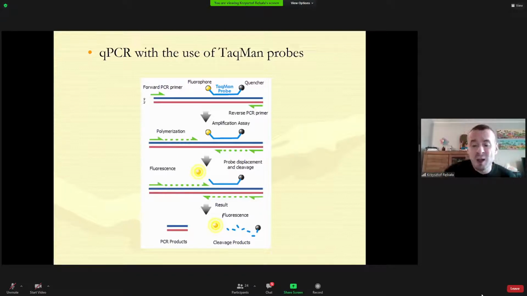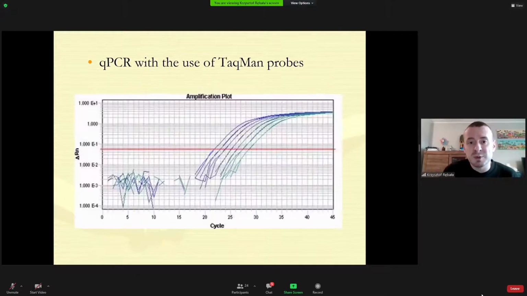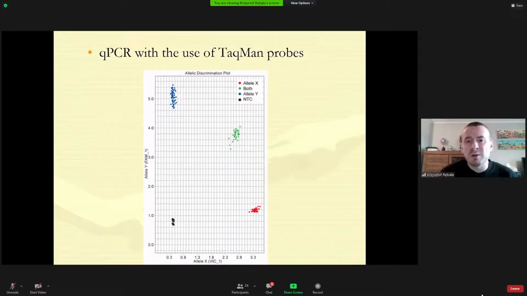Also, quantitative PCR with the use of TaqMan probes is a method used for detection of different single nucleotide polymorphisms, also to determine the Y chromosomal haplogroups. And here you can see a result for an autosomal marker that we have here: homozygous individuals with one allele, homozygous individuals with another allele, and here you can see heterozygous individuals, and here is the non-template control.